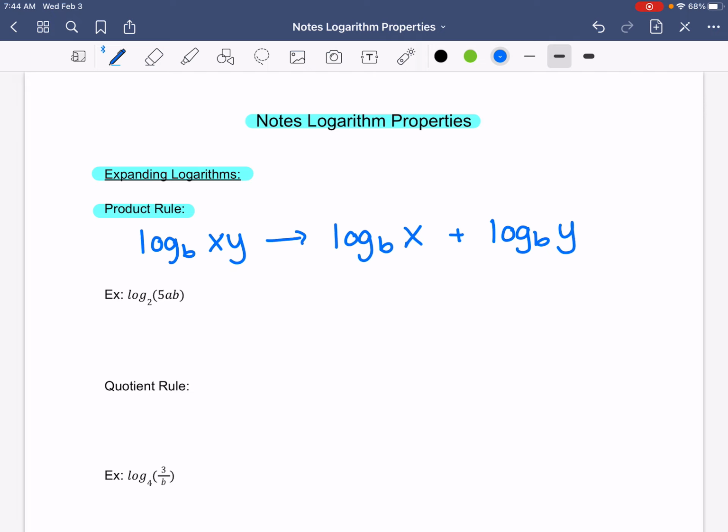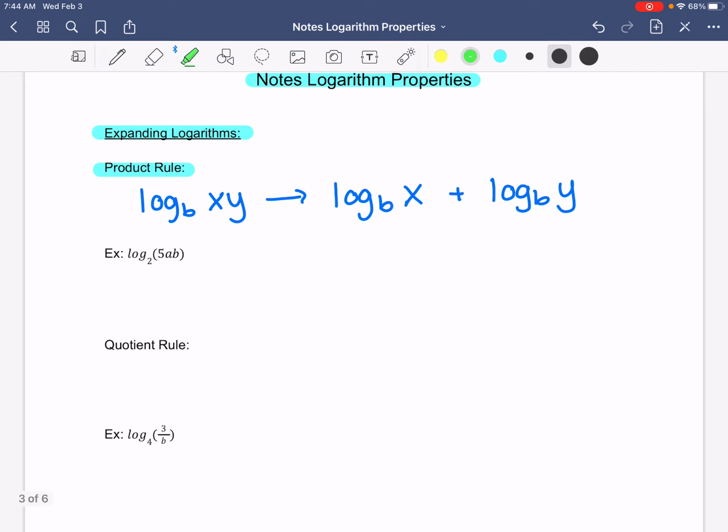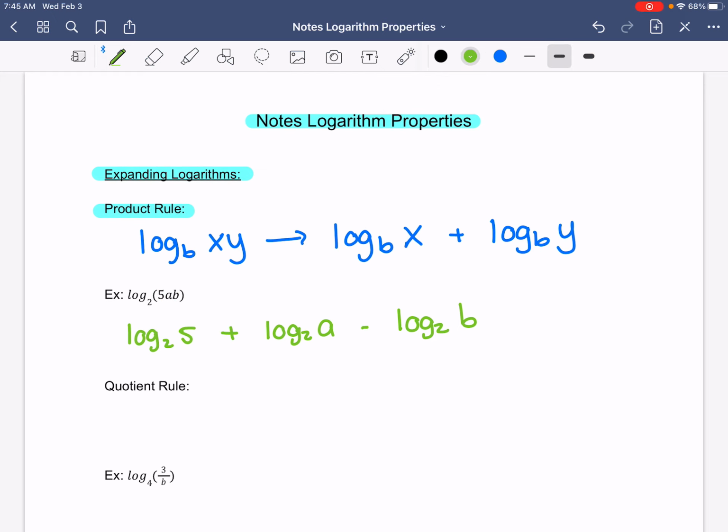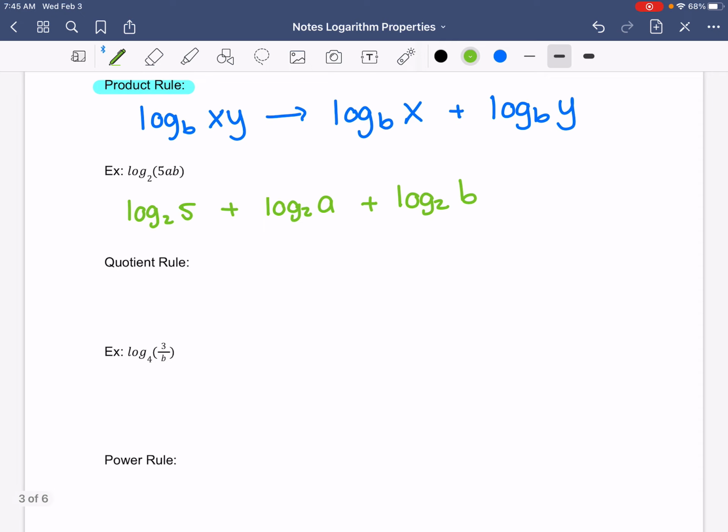Let's do an example of this. Our example says log base 2 of 5ab. Notice there are three things being multiplied here: 5 times a times b. So we need three different log base 2's: a log base 2 for the 5, a log base 2 for the a, and a log base 2 for the b. Since all three are being multiplied, we put plus signs between all of them. So plus, plus. That's our expansion.